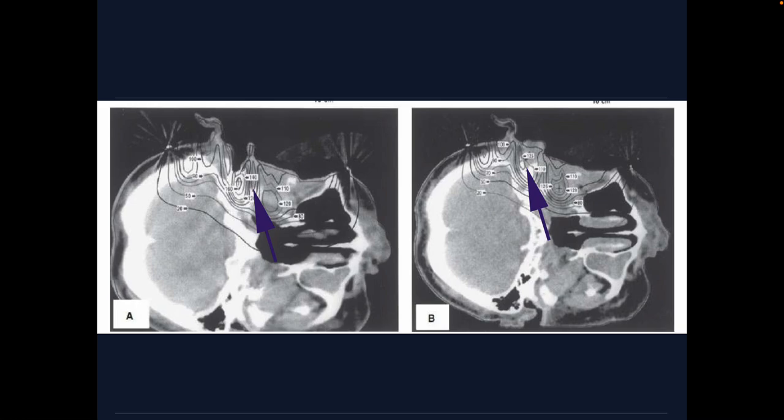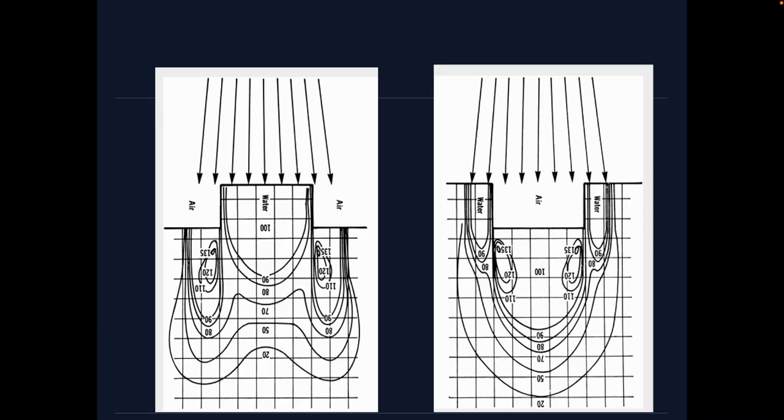The electron beam is not happy with air. Electron beam is not happy with irregular surfaces. There is a very interesting isodose line. You can see the difference between the presence of air or a mixed part, and the presence of irregular air, water, or water and air.